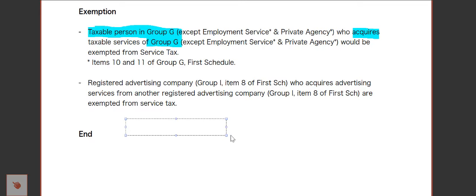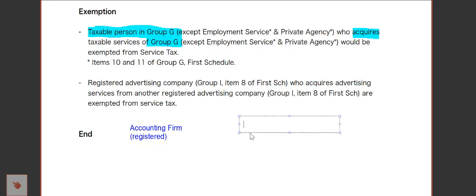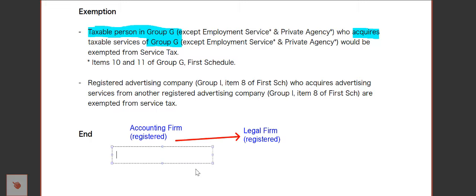Okay, let's say this is an accounting firm. Okay, and this accounting firm is registered, and now there is a legal firm also registered. Now they are both in group G, right? Accounting firm and lawyer are both in group G. Okay, so when you are a taxable person in group G, you acquire taxable service of another group G, it will be exempted. Meaning, when the accounting firm bill the legal firm, let's say the service fee is 4,000 ringgit, the service tax will be 0 because it will be exempted.